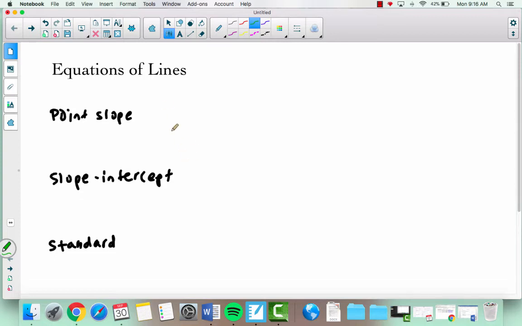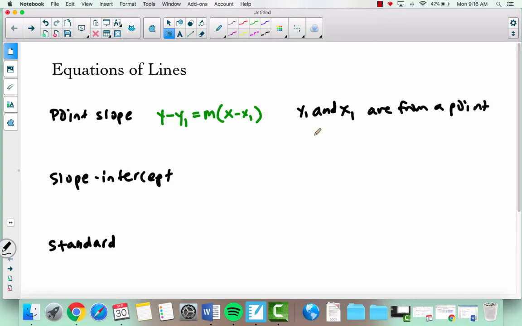So the first one is point-slope form, and this you're only going to really use when you're given a point and when you're given a slope, just like it sounds. So the form is y minus y1 equals our slope, which we talked about in the last video, times x minus x1. And here, the y1 and the x1 come from the point. Okay? And then m is the slope. So those are really all the things you need. Basically, you'd plug those things in, and then you would simplify, and you'd be done.